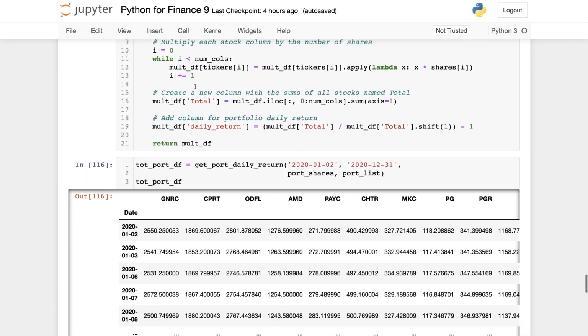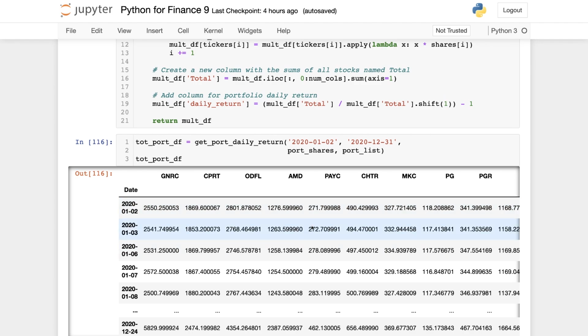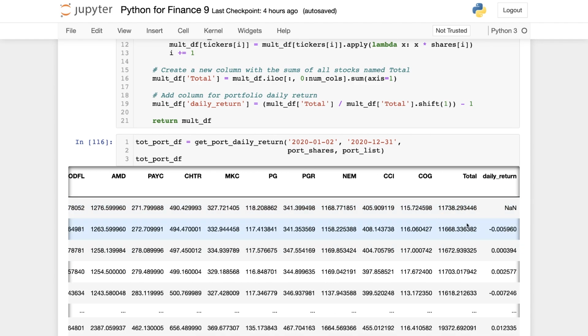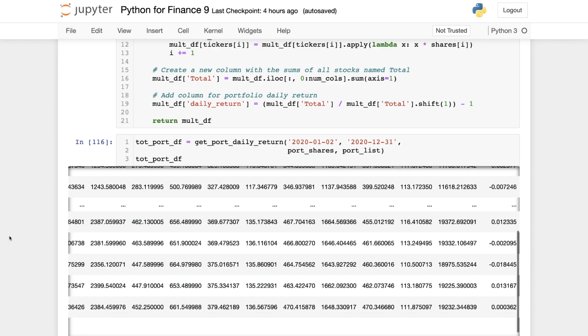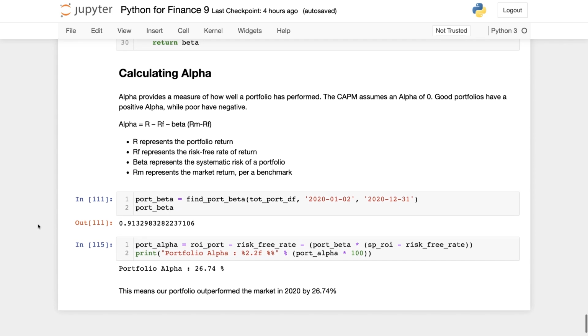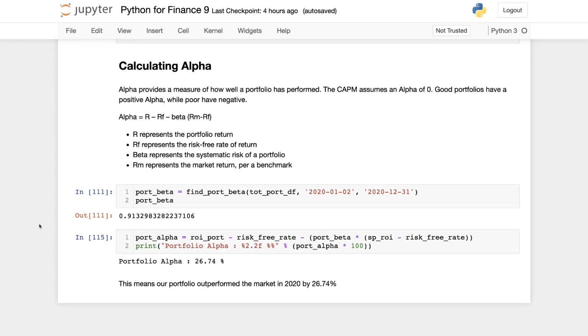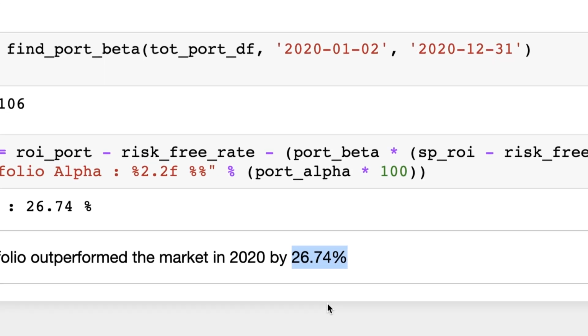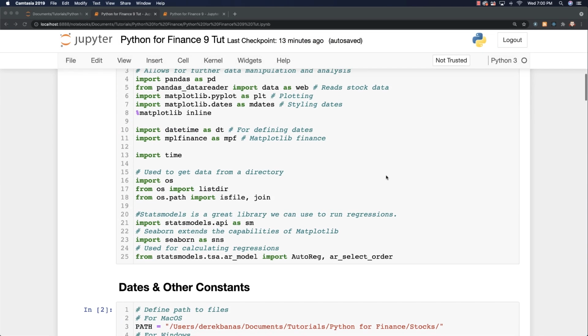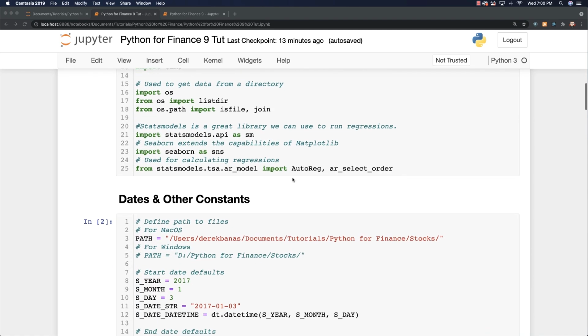And then we will also create this massive data frame with all of our different investments, the different totals for all of that, and the daily return for our portfolio, which we will then use to automatically calculate all of this awesome data and find out that our portfolio outperformed the S&P 500 by 26.74%. All right, so we are going to be covering a lot. Of course, all this code is available in the description, and that's on GitHub.